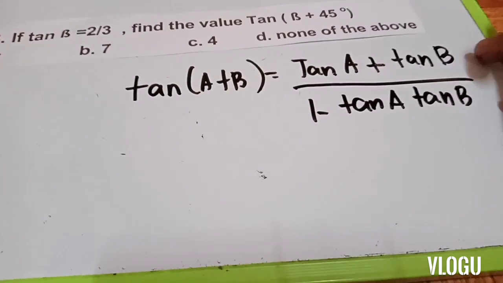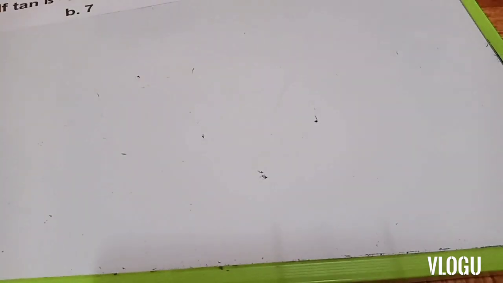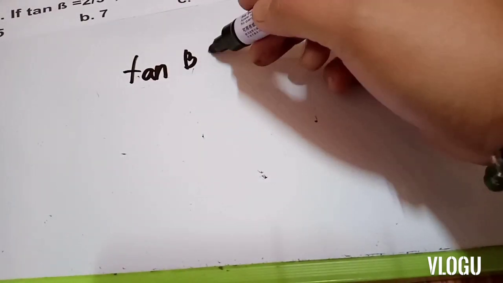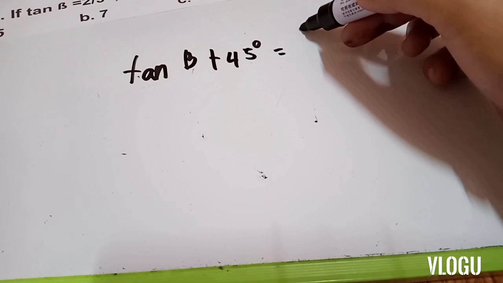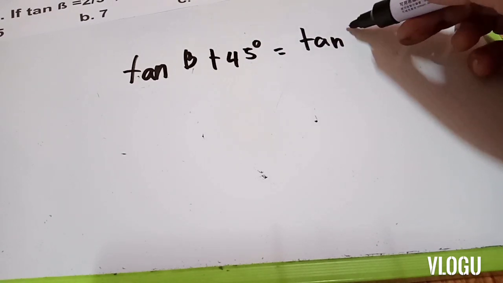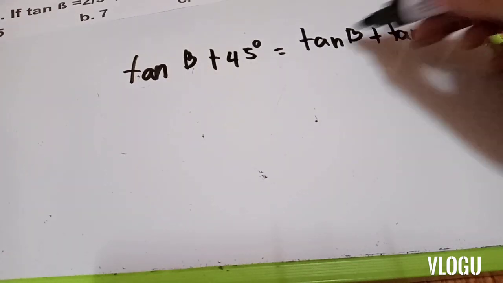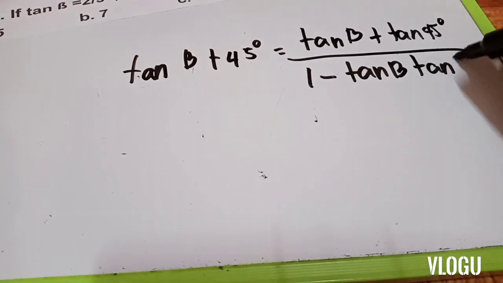So, let's use this formula in order to get the tangent of beta plus 45. Recall our tangent of A plus B. Okay. So, again, let's proceed with the formula. We know that tangent of beta plus 45 degrees is equal to tangent beta plus tangent 45, all over 1 minus tangent beta times tangent 45.